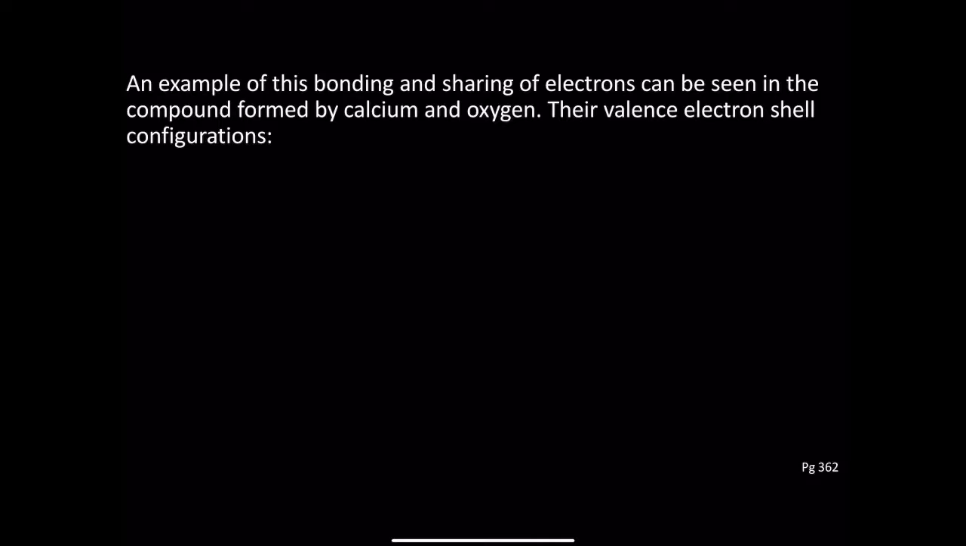An example of this bonding and sharing of electrons can be seen in the compound formed by calcium and oxygen, and their valence electron shell configurations look like this. So in calcium, we've got an argon noble gas shell, which means that you have all of the electrons before this accounted for, and then it has 2 electrons in its valence shell, denoted by that 4s2. And then we have oxygen, which has a helium configuration, and then it has 6 electrons in its valence shell, 2 in the s orbital and 4 in the p orbital.